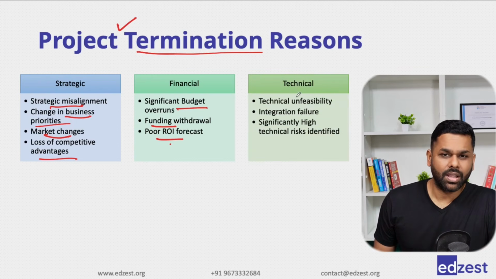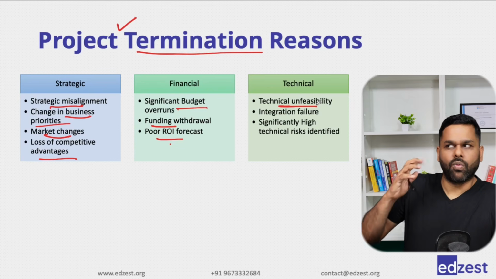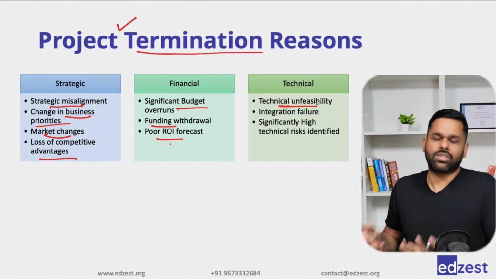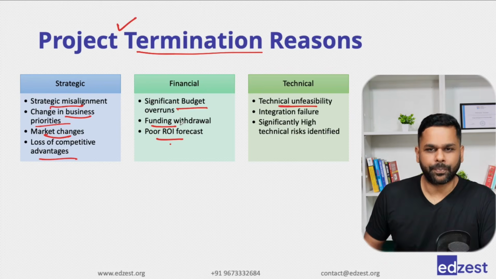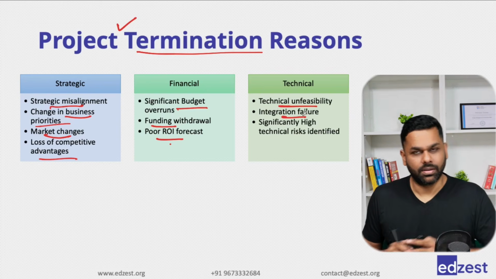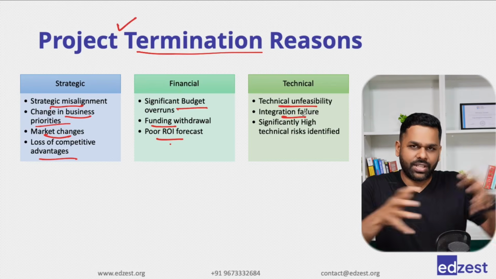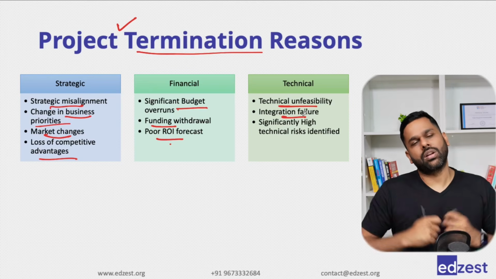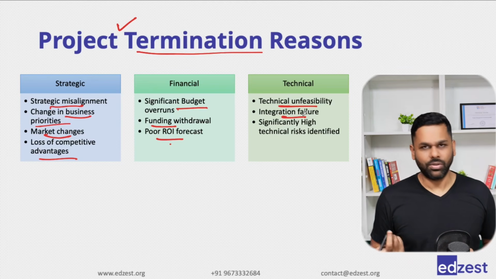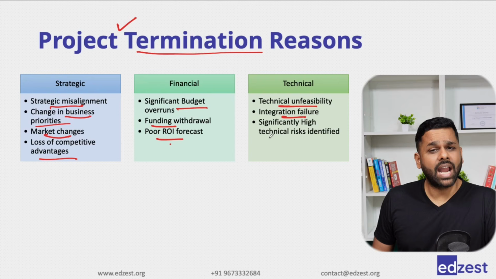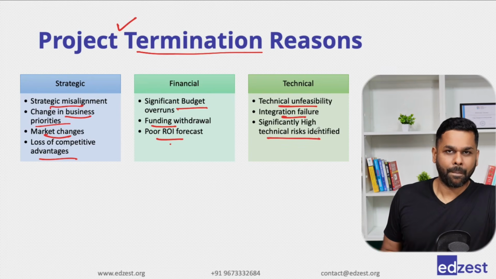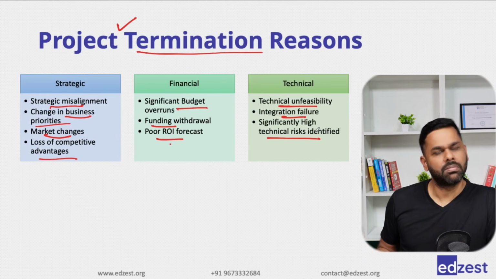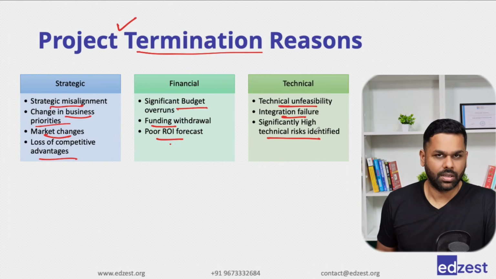Technically also. If we realize that while we were designing it, it looked all good, but during execution we have realized that it is not feasible, we'll have to terminate it. Integration failure. Many individual features are working fine in silos, but when we integrate them, the product does not work. We'll have to close the project. Significantly high technical risks have been identified. While working, we realize there's a huge risk that we cannot take care of. We may have to terminate the project.